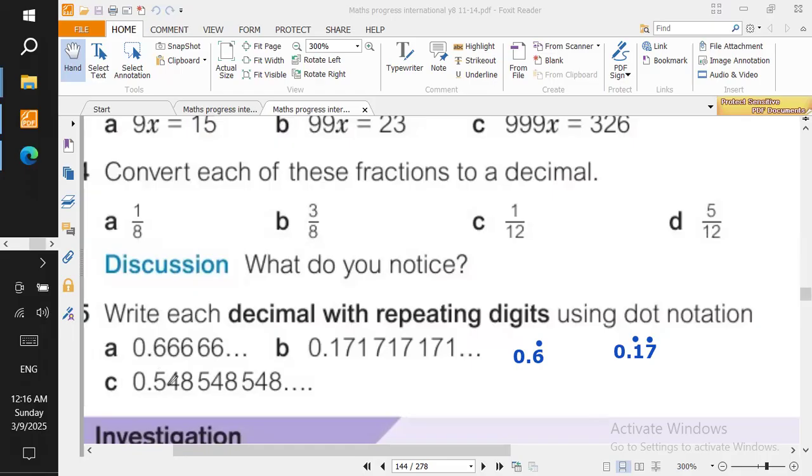Okay. Here we're repeating 5, 4, and 8. 5, 4, 8, 5, 4, 8. So when we write it, it's going to be like this. 0.548. And because we are repeating from 5 till 8, we can write it like this. 5 till 8. We don't have to put anything on top of the 4. Okay? So this dot notation of a repeating or recurring decimal, we use it to show that we are repeating these numbers. Okay? Now let's move on to the next question.